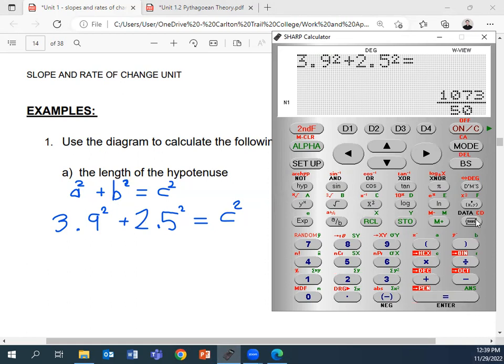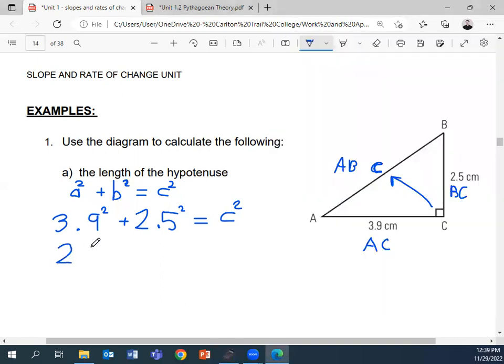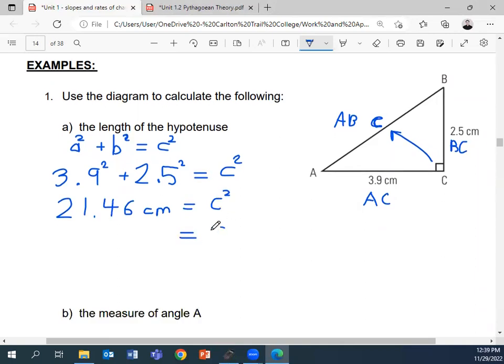Equal that out. All of a sudden, you're going to get 21.46 centimeters is equal to c squared. Now, common mistake number 3 is people think that they're done here. You're not. You're not finding c squared, you're finding just the c, right? So divided by 2? We don't divide it by 2, but I like where your head's going with that. So we need to turn the c squared into a c.